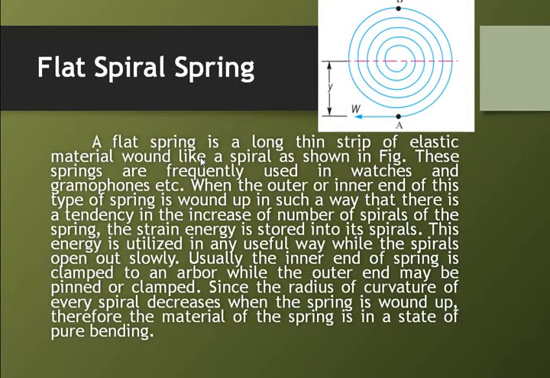Let's see the flat spiral spring. A flat spiral spring is a long thin strip of elastic material wound like a spiral. See, it is a flat thin strip which is wound in this form. This is generally used in watches. Here the energy is stored in the form of spirals.